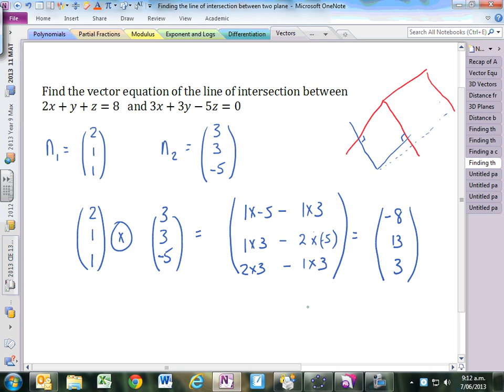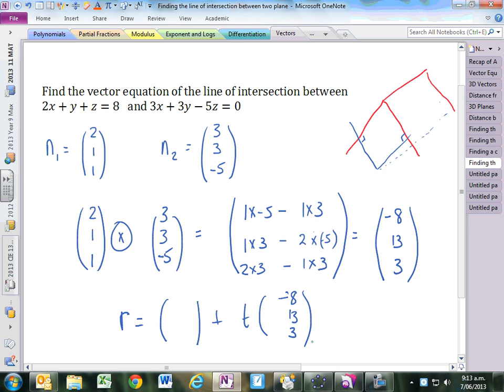So, what has that given us? The direction vector of that new line. So we know that we've got this line that's going to be r = something + t(-8, 13, 3). The question is how we're going to get points on that line.